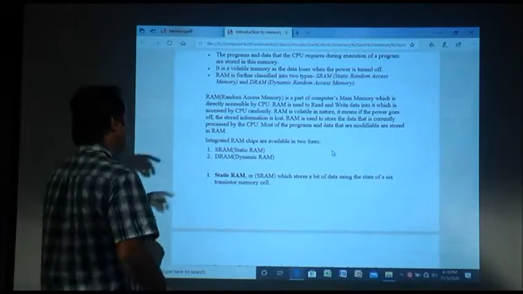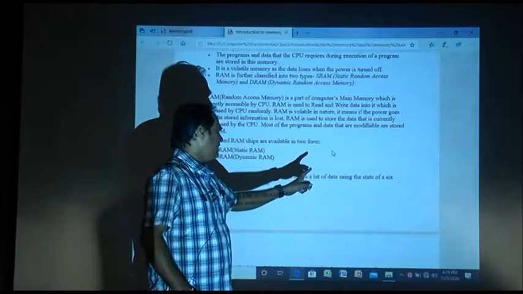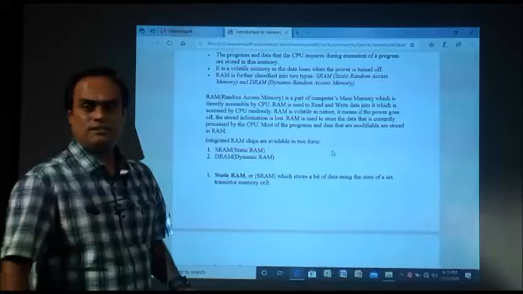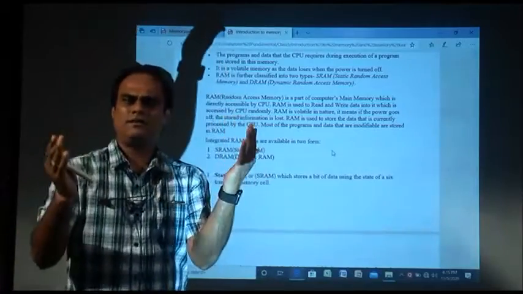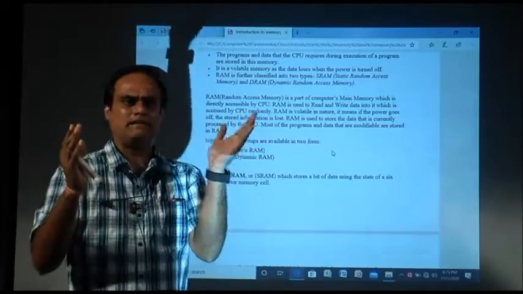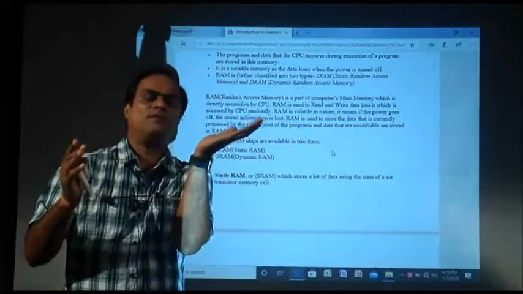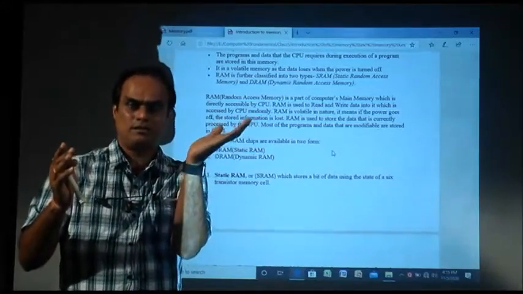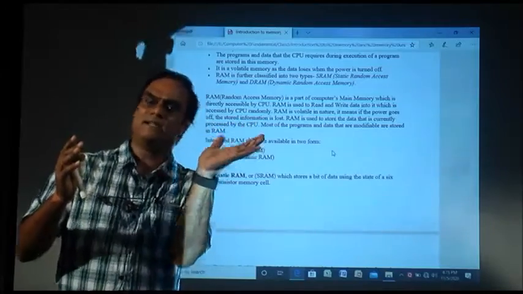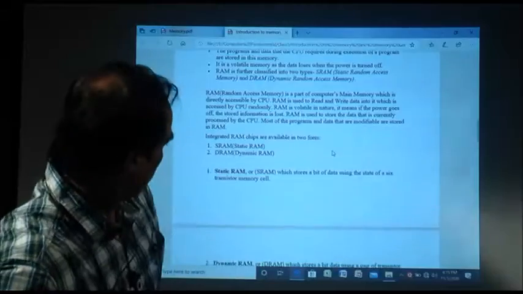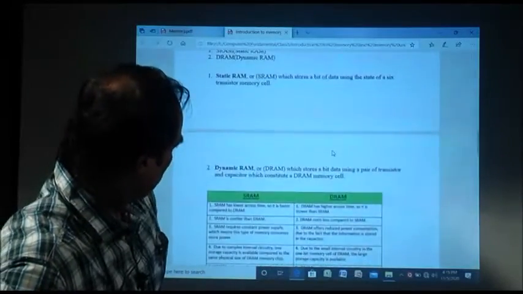Static RAM stores a bit of data using the state of a 6-transistor memory cell. It depends on the functioning: as per the function used, we can say it is static in nature or dynamic in nature. That is why it is static RAM and dynamic RAM.